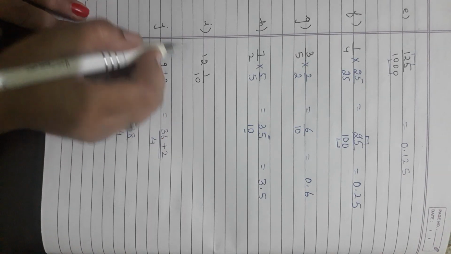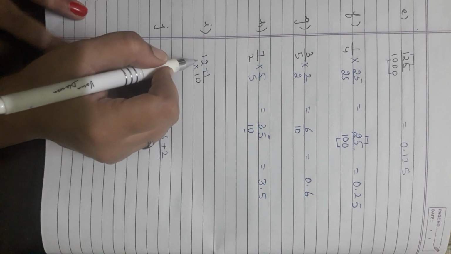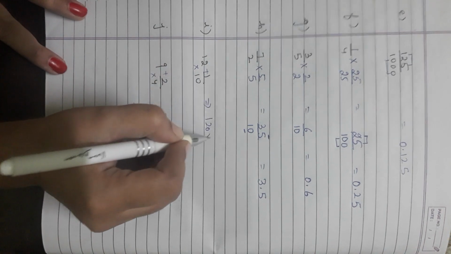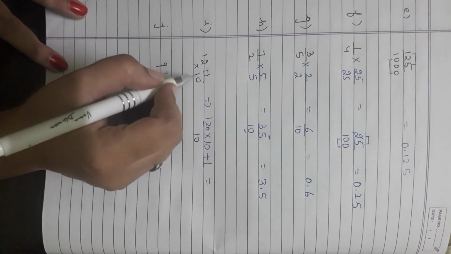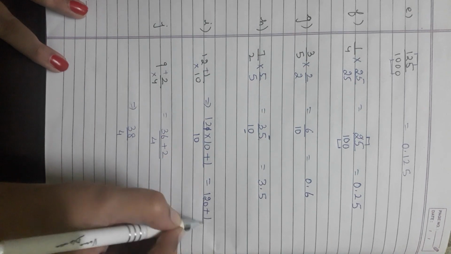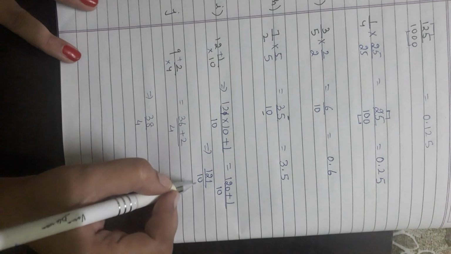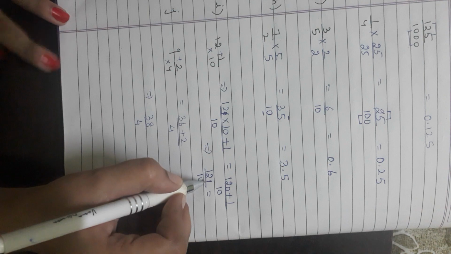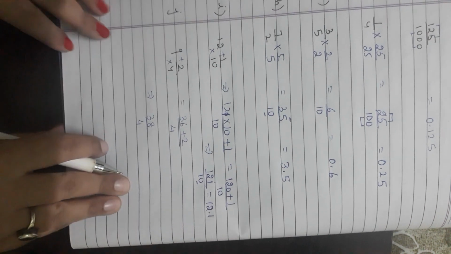Now the I part it is 12 1 by 10 but it is in the mixed fraction. So first of all we will convert the mixed fraction. So it becomes 12 multiplied by 10 plus 1 by 10. 12 multiplied by 10 is 120 plus 1 by 10. It is 121 by 10. Now 1 zero and we will select one number from this side. So where will the decimal lie? Before 1. So it becomes 12.1.